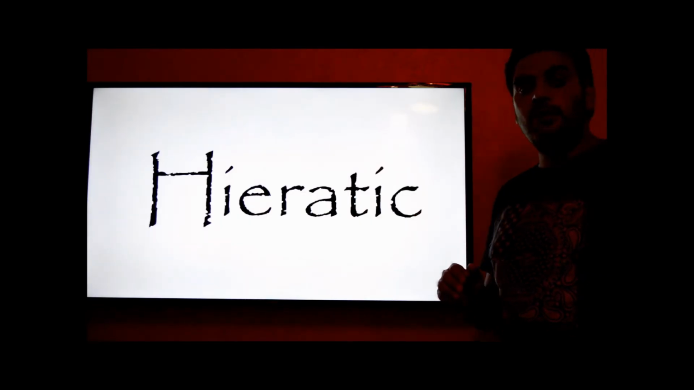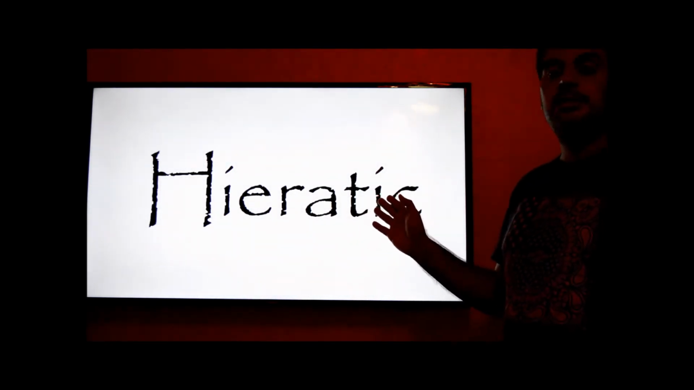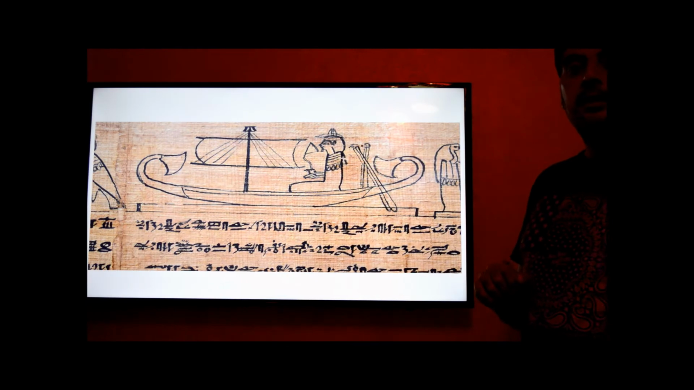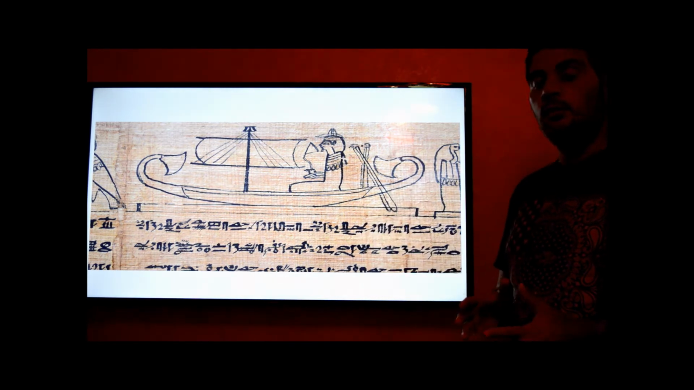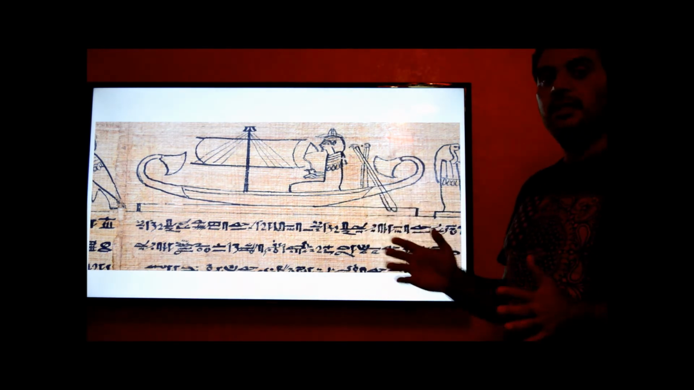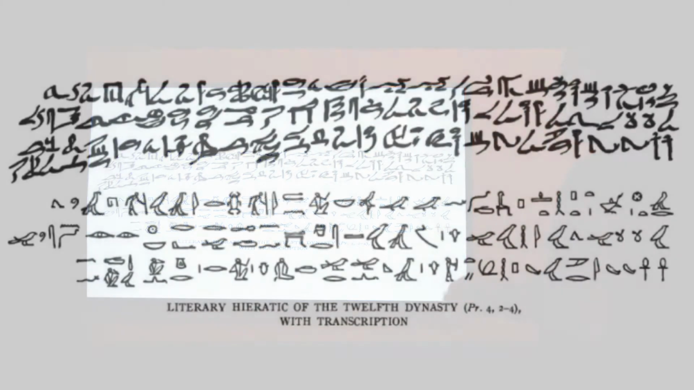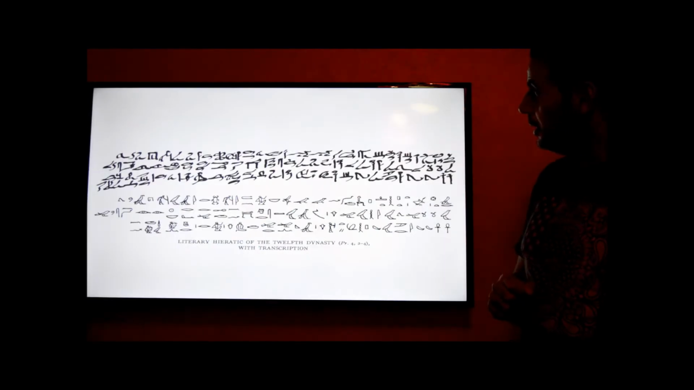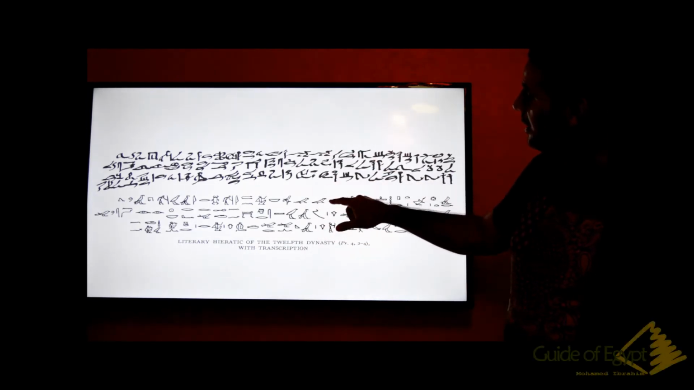The second type of writing is what we call hieratic. From the name we understand that this type of writing was used by the priests. That's why the Greeks called it hieratic. Mainly this type of writing was used on papyrus, but there are many examples written on the walls of the temples and the tombs. This is an example of hieratic, and this is the same text in hieroglyphs. You can see it looks very similar but with fewer details.